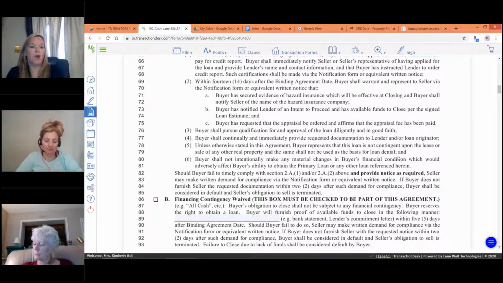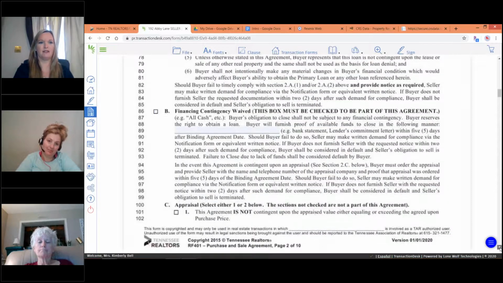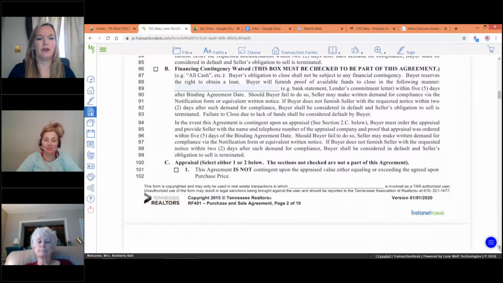Financial contingency waived box. They consider it all cash, and they put all cash, etc. So we're going to read that because I want to know what etc. means. I had a discussion with somebody in our office about this, and we had two very different opinions. Buyer's obligation to close shall not be subject to any financial contingency.